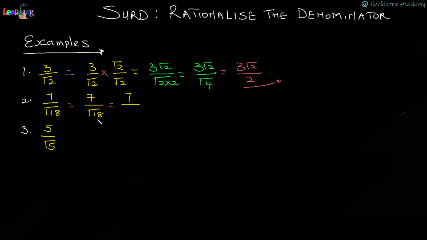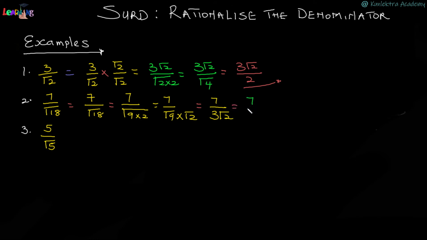How do we simplify? Find 2 factors, of which one is a perfect square. Multiplying them, that is 9 times 2, and 9 is a perfect square. Then you have 7 over root 9 times root 2, which is 7 over 3 root 2. After getting this answer, how do we rationalize this fraction, because we still have a surd in the denominator? This is how we go about it.